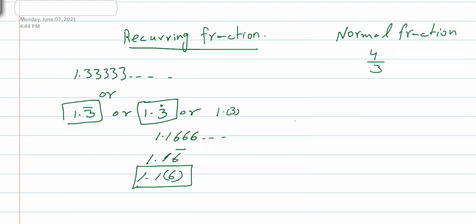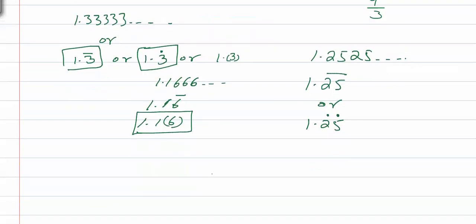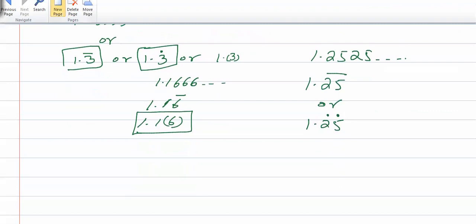But before that, one more thing that you must understand. For example, if I'm writing 1.2525, and so on. How many digits are repeating here? 2 digits. So I can shortly write it 1.25 bar, or I can write it 1.25 and write a dot on these two. It means these digits are repeating. Okay. Let's take an example now and learn how to convert a recurring fraction into a decimal fraction or a decimal fraction into a recurring fraction.